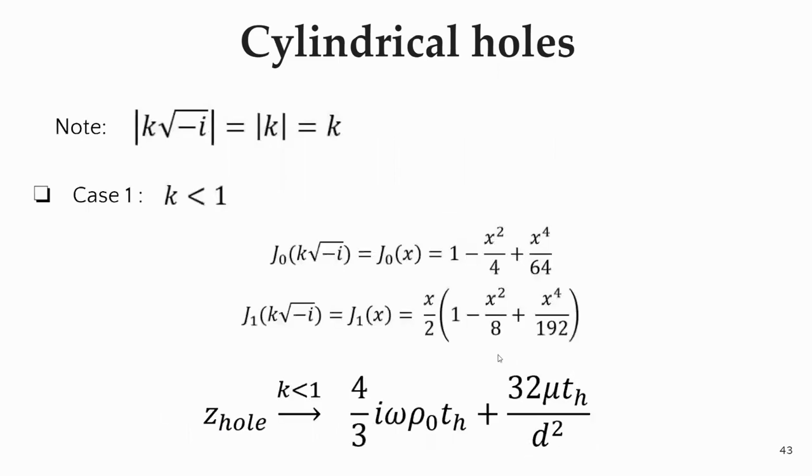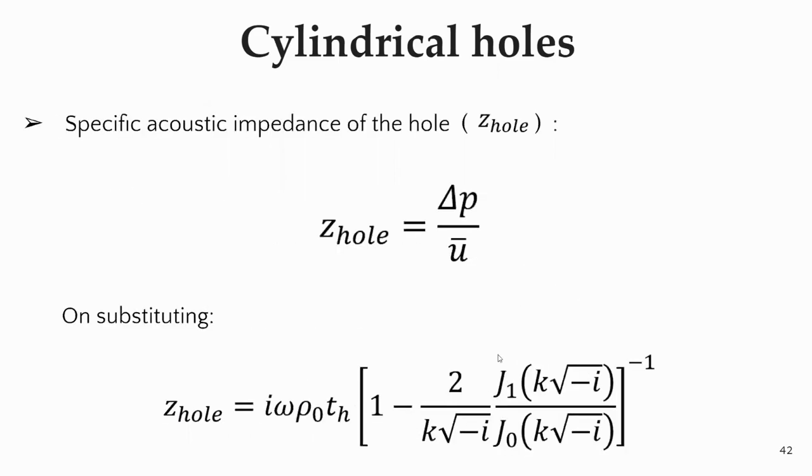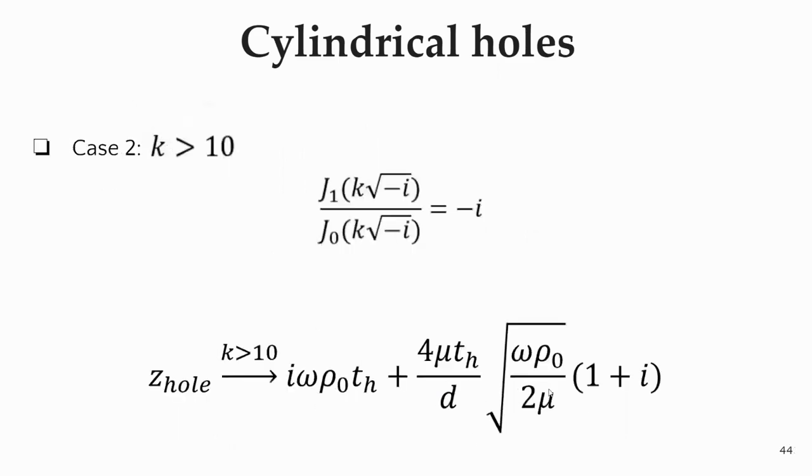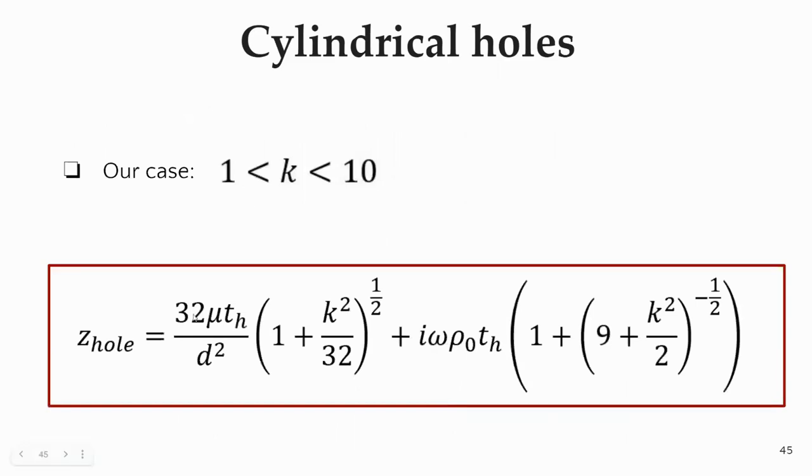Now we can reduce this equation further under the conditions given below. If k is less than 1, the Bessel function reduces to this expression. If k is greater than 10, it reduces to this expression, which on substituting gives this. But for our case, k is between 1 and 10, and this is the final equation for cylindrical holes.